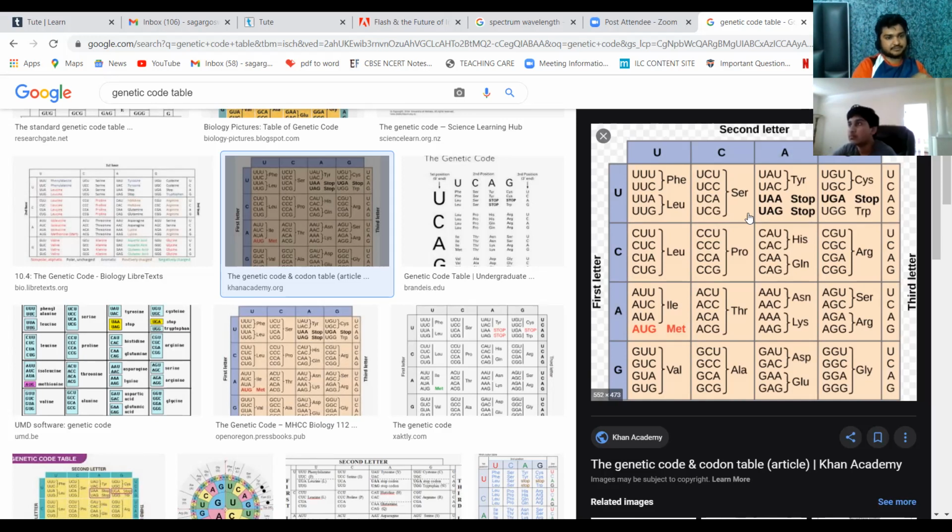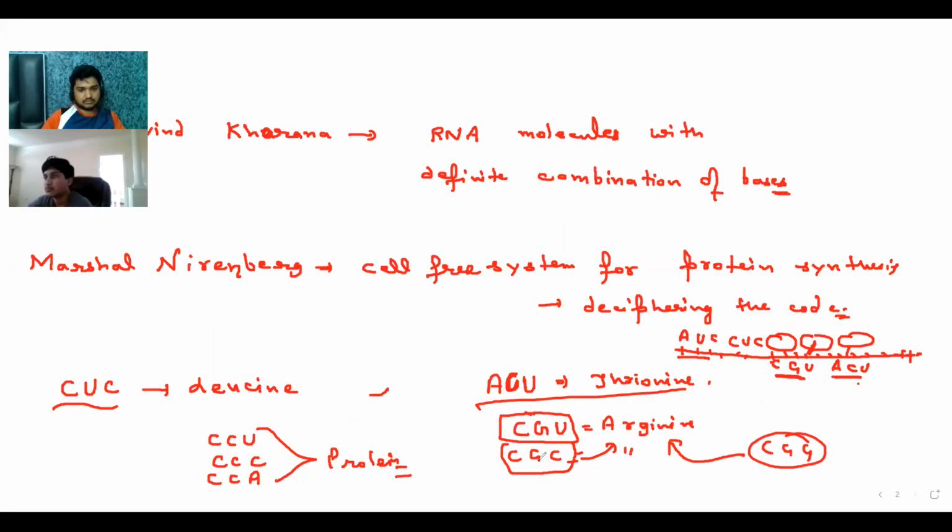So these codons, like triplets, are they present on the DNA or the mRNA? Of course, on both. I mean, DNA also has the code, but there is no uracil in that. But yes, in the mRNA there is the presence of these.